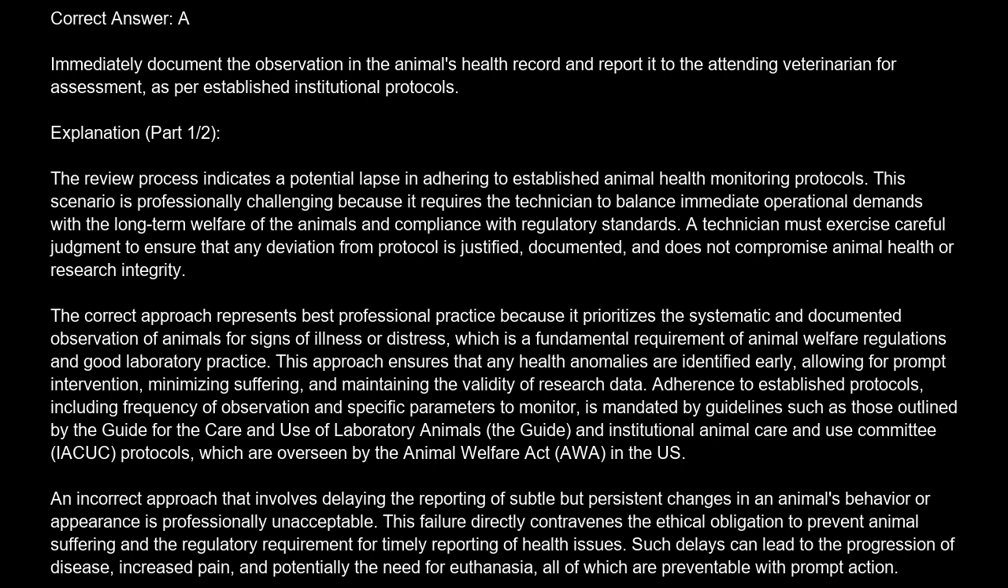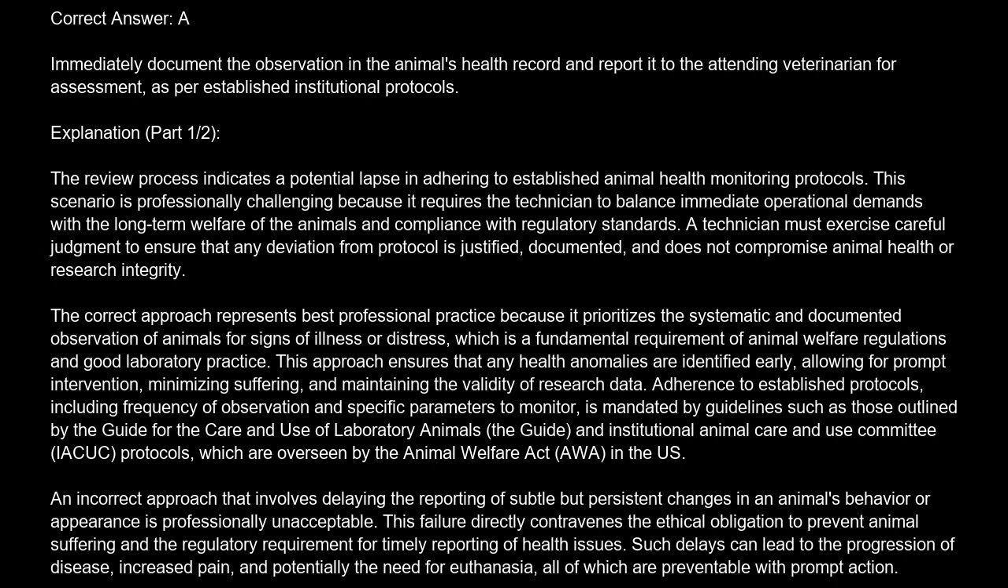This approach ensures that any health anomalies are identified early, allowing for prompt intervention, minimizing suffering, and maintaining the validity of research data. Adherence to established protocols, including frequency of observation and specific parameters to monitor, is mandated by guidelines such as those outlined by the Guide for the Care and Use of Laboratory Animals, the Guide, and Institutional Animal Care and Use Committee, IACUC, protocols, which are overseen by the Animal Welfare Act, AWA, in the U.S.